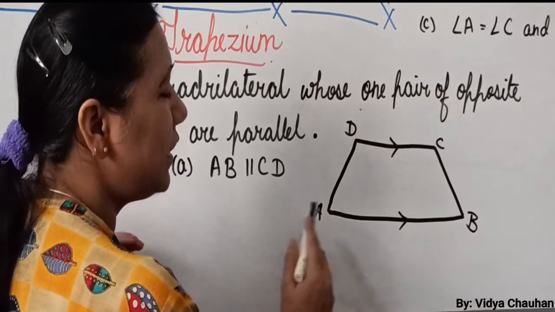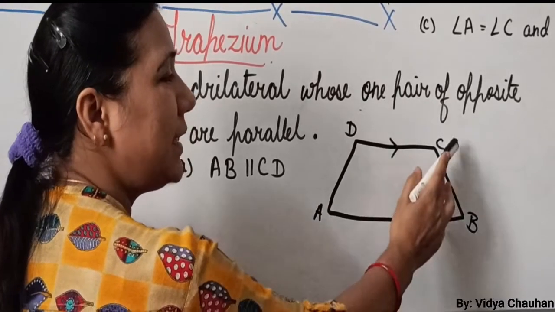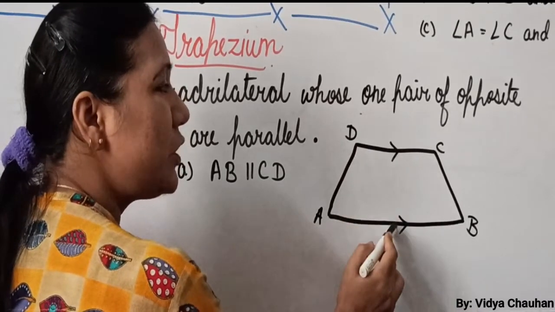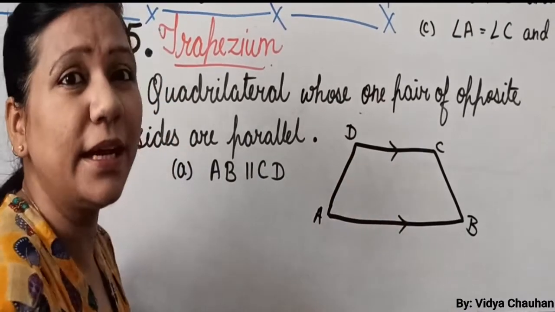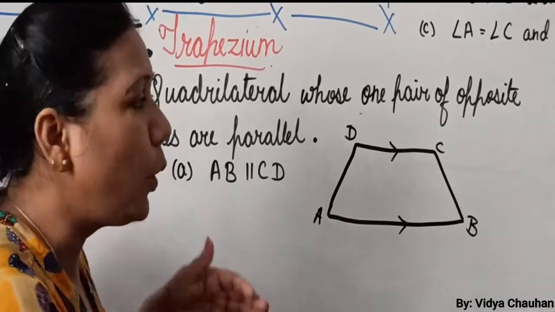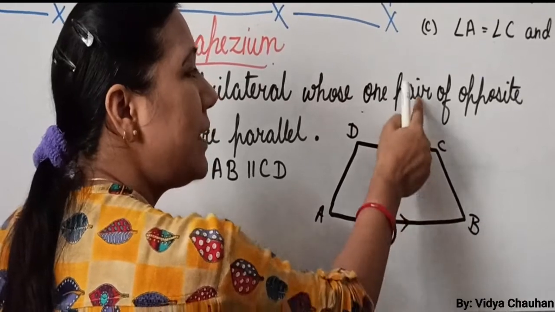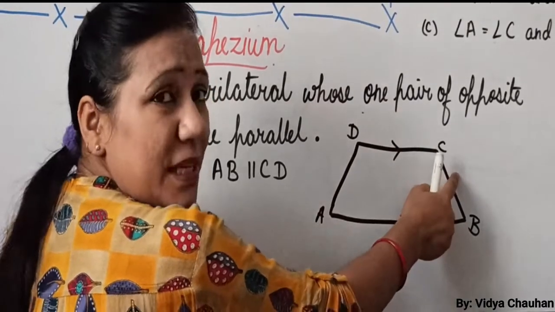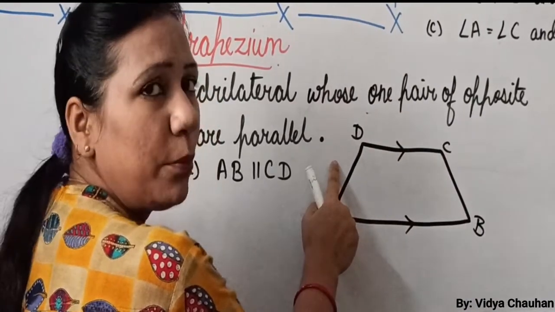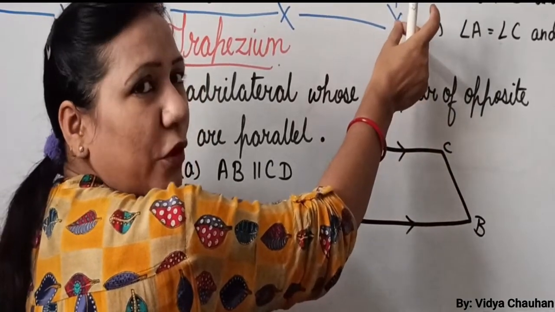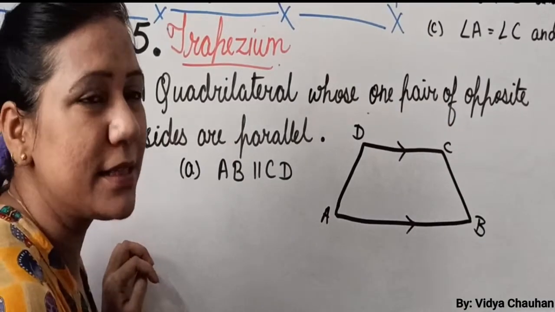As you can see here in this shape A, B, C, D, AB and CD are the parallel sides. Parallel means they are not going to meet each other. And what are the non-parallel sides? That means DA and BC. BC and DA are the non-parallel sides, because if I extend these, they will meet at some point. So these are the two non-parallel sides.